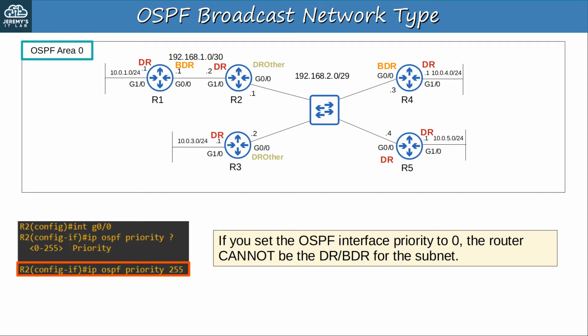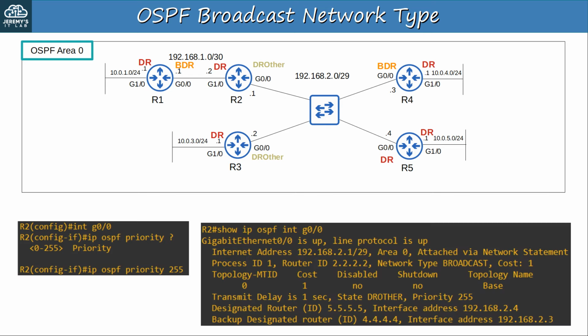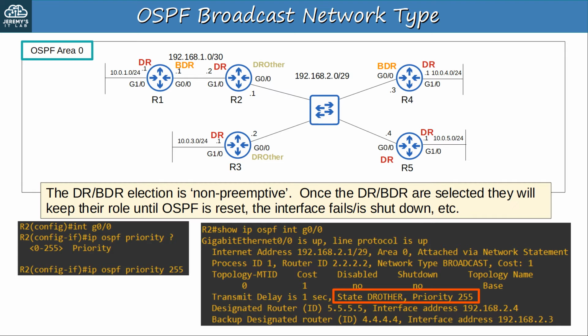So let's check if R2 has become the DR for the segment. That's strange. R2's state is still DR other, even though it has the highest priority. Why is that? It's because the DR-BDR election is non-preemptive. You'll learn more about preemption in day 29 when we learn about first-hop redundancy protocols. But what non-preemptive means is that once the DR and BDR are selected, they will keep their role until OSPF is reset, the interface fails, is shut down, etc.